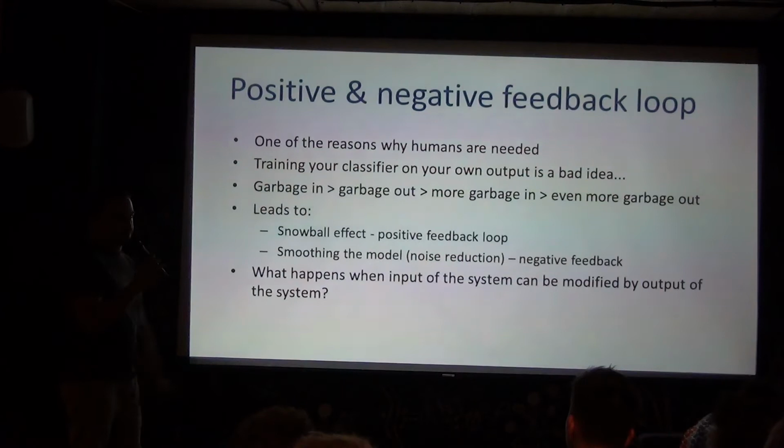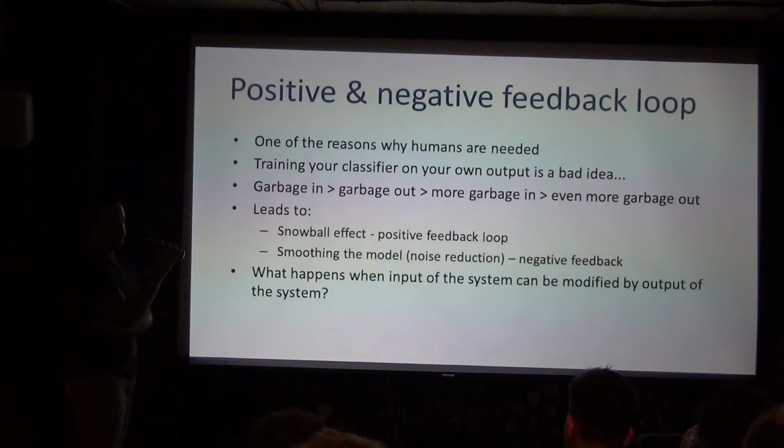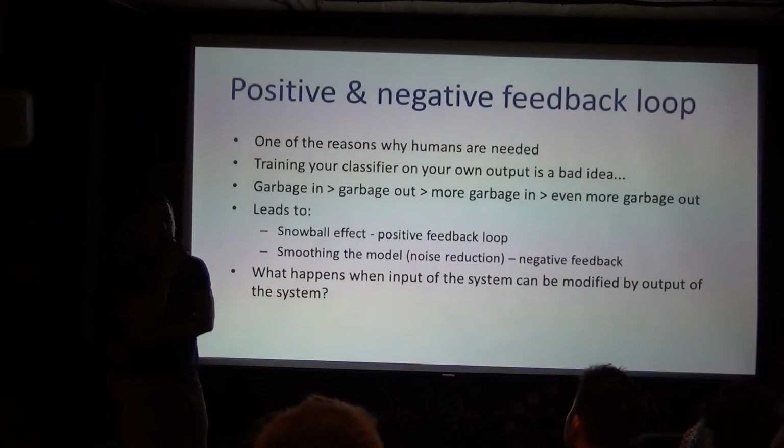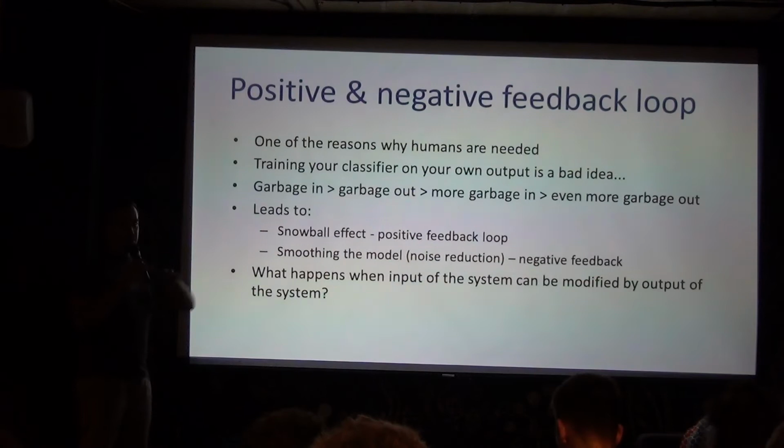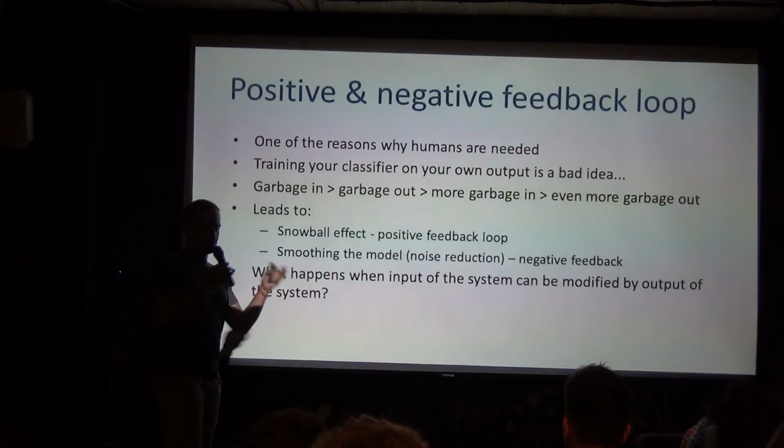That's pretty interesting. So, positive and negative feedback loop. If you have a classifier that you train on your own outputs, it leads to a feedback loop. And we really have to avoid this situation because if you put a misclassification as an input to your system, it has potentially two effects. One is a snowball, when this information influences the classifier so that it's going to misclassify more and more because it's learning from its own mistakes, or it's smoothing the model.